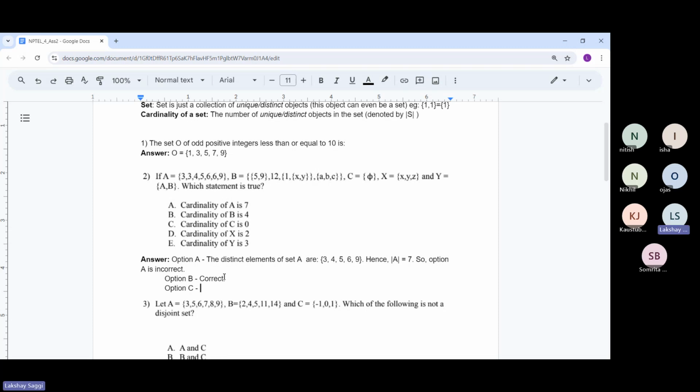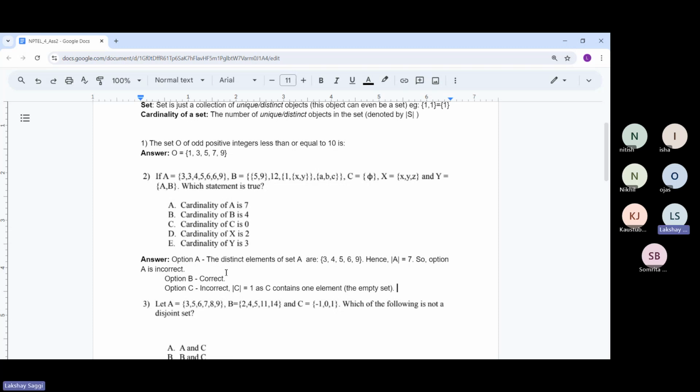Okay, and then comes option C. Option C says that the cardinality of the set C is 0. So what should be the cardinality of set C here, guys? It contains the element phi. So is the cardinality of set C 0 or 1? Okay, Ojas has typed in the chat that it is 1. So correct, Ojas. Yes, the cardinality of C is 1, as C contains one element. And what is that element? The empty set.